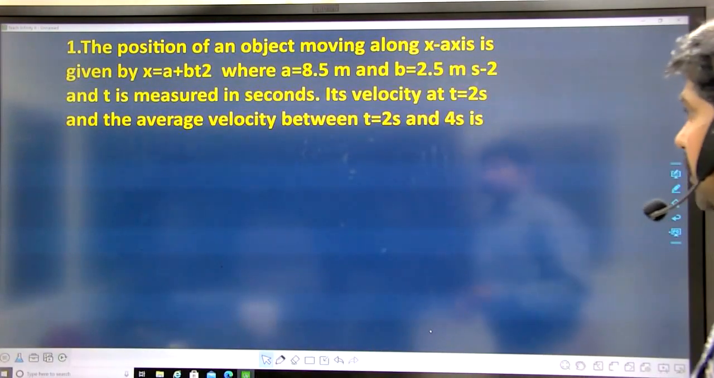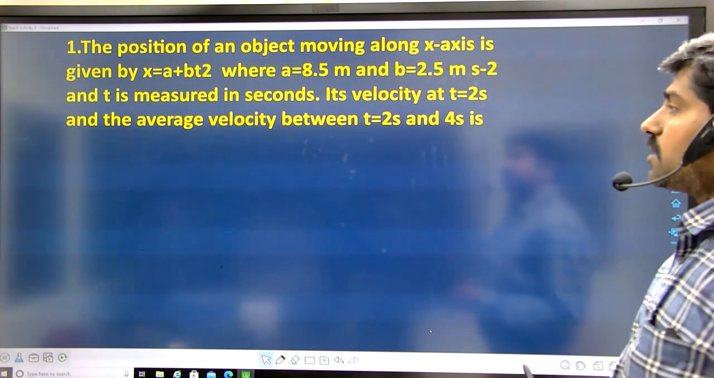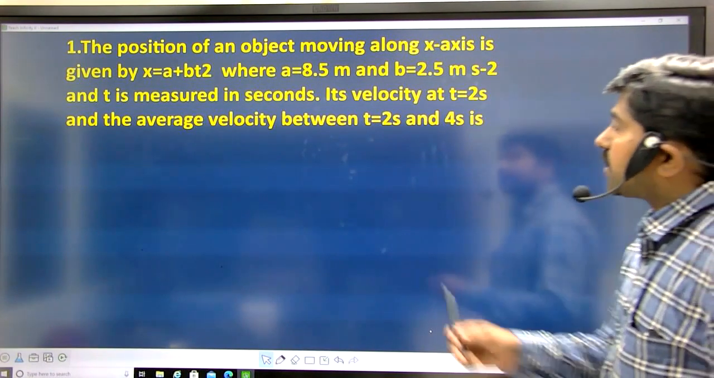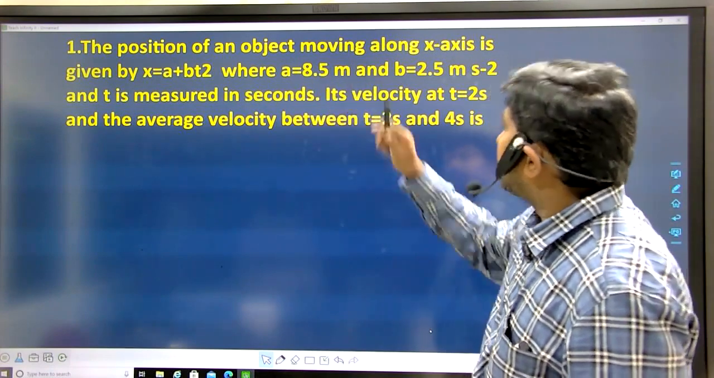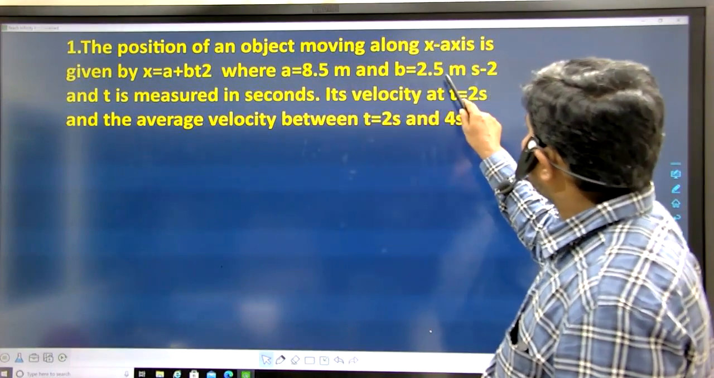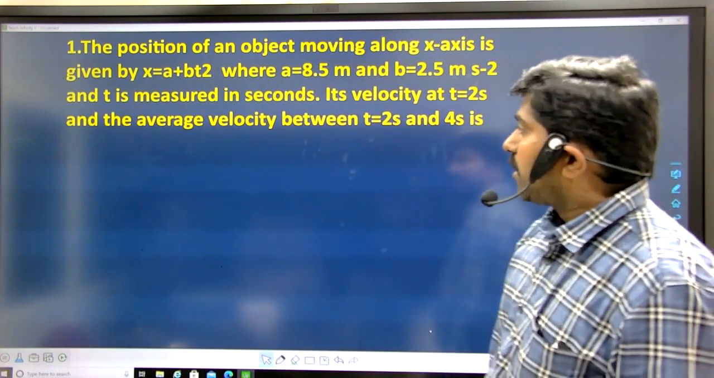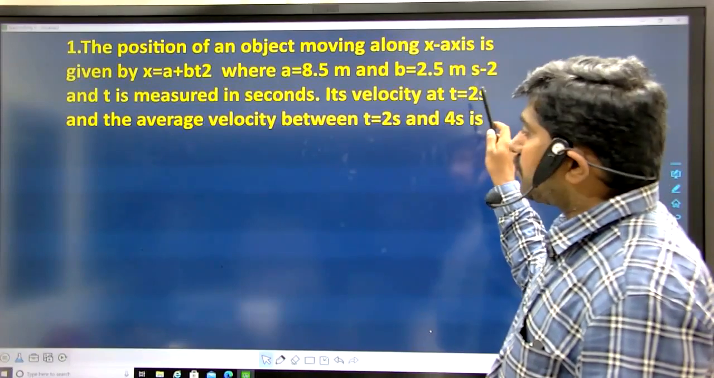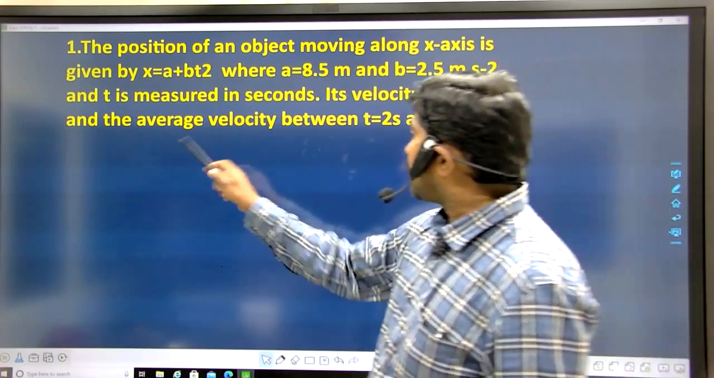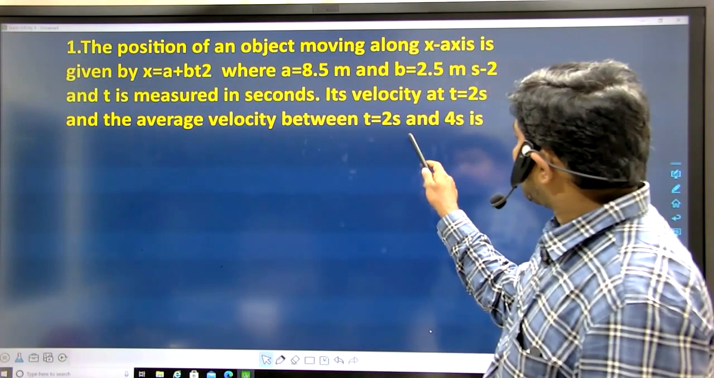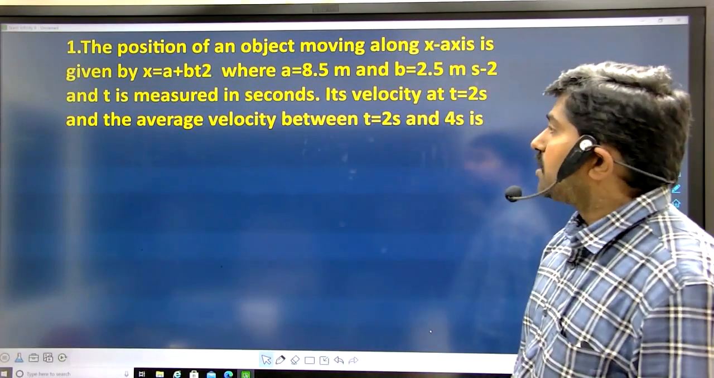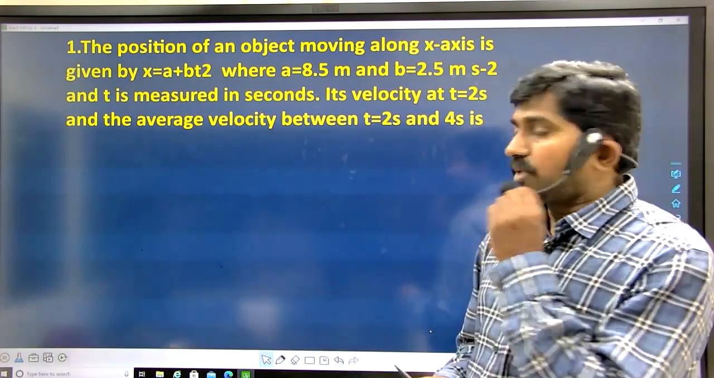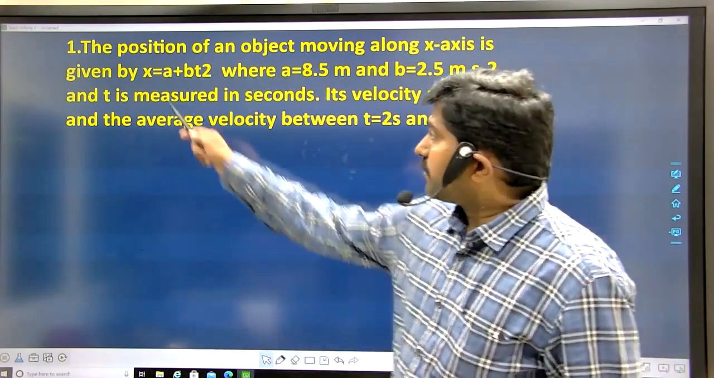The position of an object moving along the x-axis is given by x equal to a plus b t square, where a value is given as 8.5 meter and b value is given as 2.5 meter per second square, and t is measured in seconds. Its velocity at t equal to 2 seconds and the average velocity between t equal to 2 seconds and 4 seconds. So this is the question given, and the important information given here is the equation.